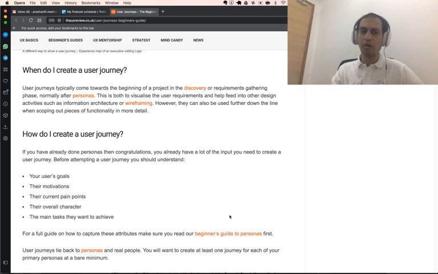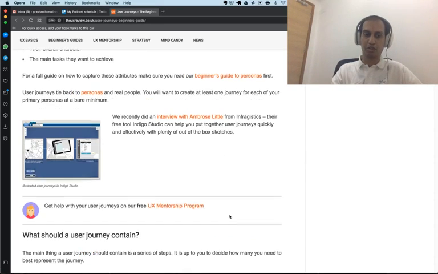So how do we go about creating a user journey? You remember a user persona, right? Some of the key things that we would have captured as a part of the user persona are the user's goal, what motivates them, their current pain points, their typical day in a life, what tasks they want to achieve, and how our system helps. That's basically what we try to do in a user journey.